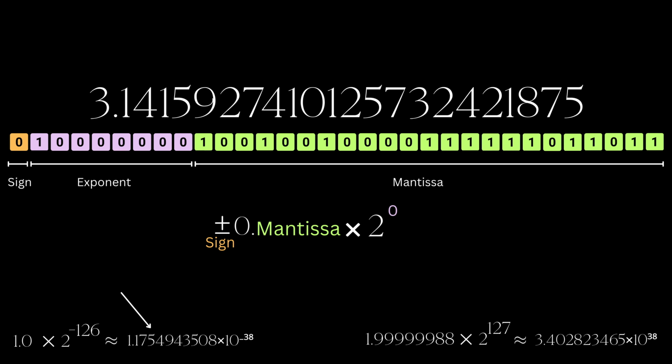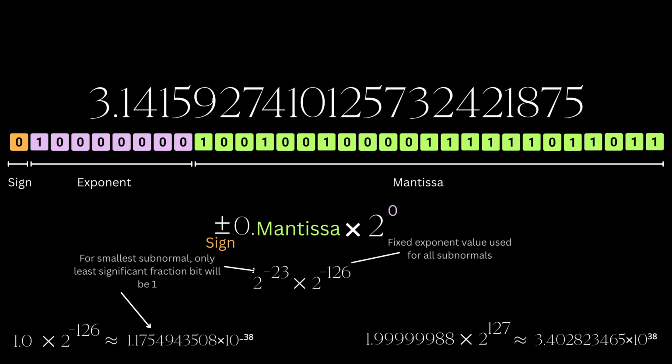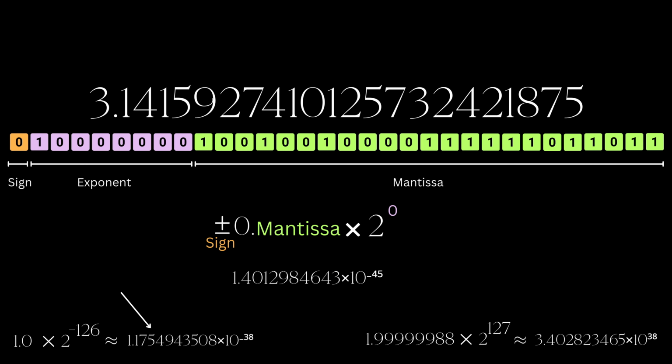For subnormals, the effective exponent is taken to be -126, so the smallest positive subnormal number in float 32 becomes 2 raised to the power of -23 times 2 raised to the power of -126, which gives us 2 raised to the power of -149. By the way, if exponent is all 0 and mantissa is also all zeros, that represents the number 0.